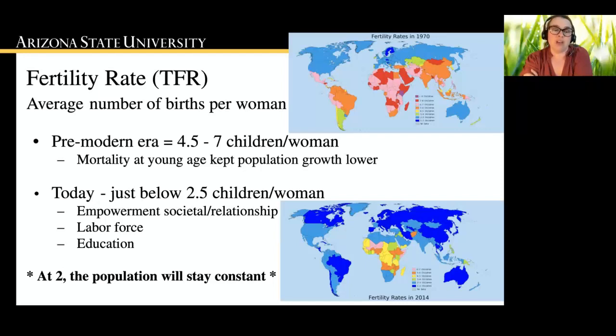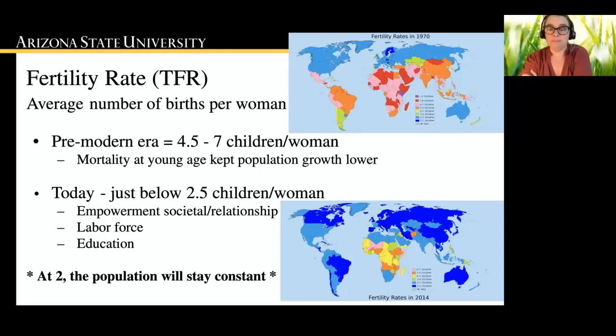This is because of societal empowerment and relationship empowerment for women, women entering the labor force, and advanced education for women. If we could keep the fertility rate around 2 children per woman, we would have a population that would stay very consistent. The book usually tells you around 2.2 or 2.3, but the closer we are to 2, the more sustainable the population will be.